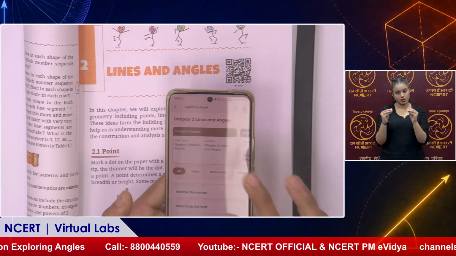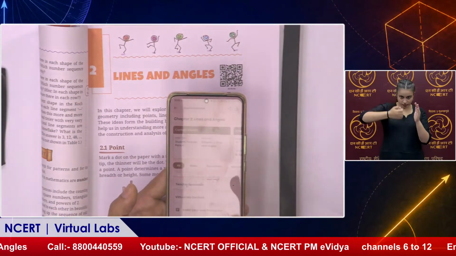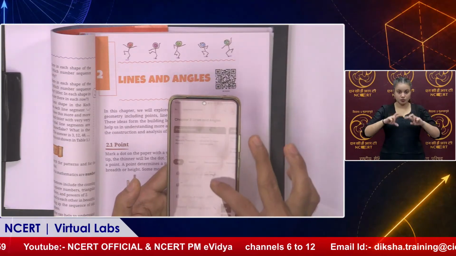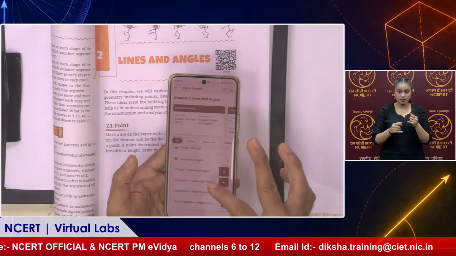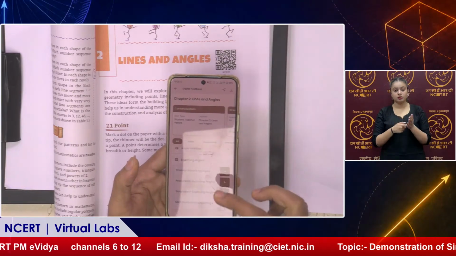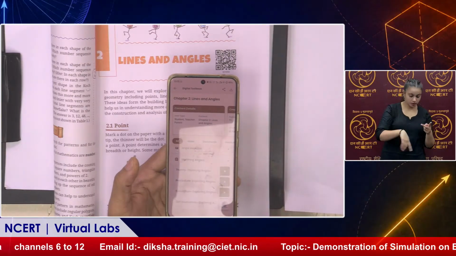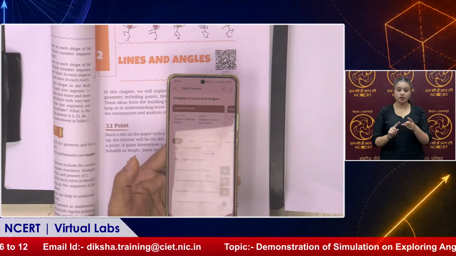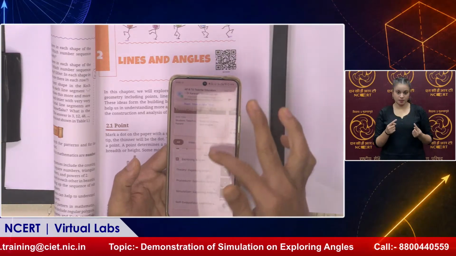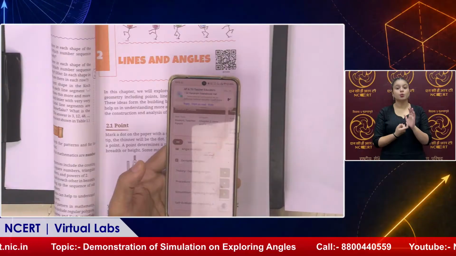So if you go down here, as per today's topic, exploring angles, that is the last subtopic. Under the last subtopic we could also observe here there are 4 types of resources. One is theory, second one is procedure, third one is simulation, and last one is self evaluation. This is the way we could navigate with the help of the mobile also.